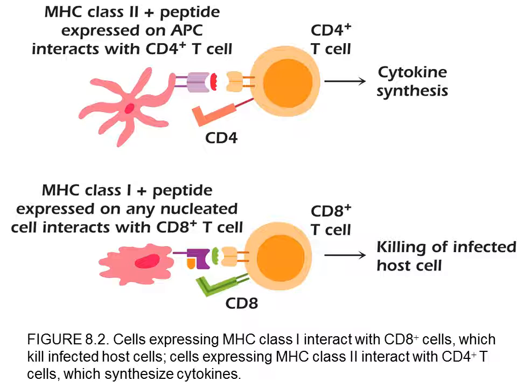Now, this is a macrophage, and macrophages are also antigen-presenting cells, and being nucleated cells, they also express class 1. So you see a class 1. So MHC class 1 plus they have a small peptide, and they want to interact. Now, as a rule, any cell that expresses class 1 can only talk to CD8 T cell.